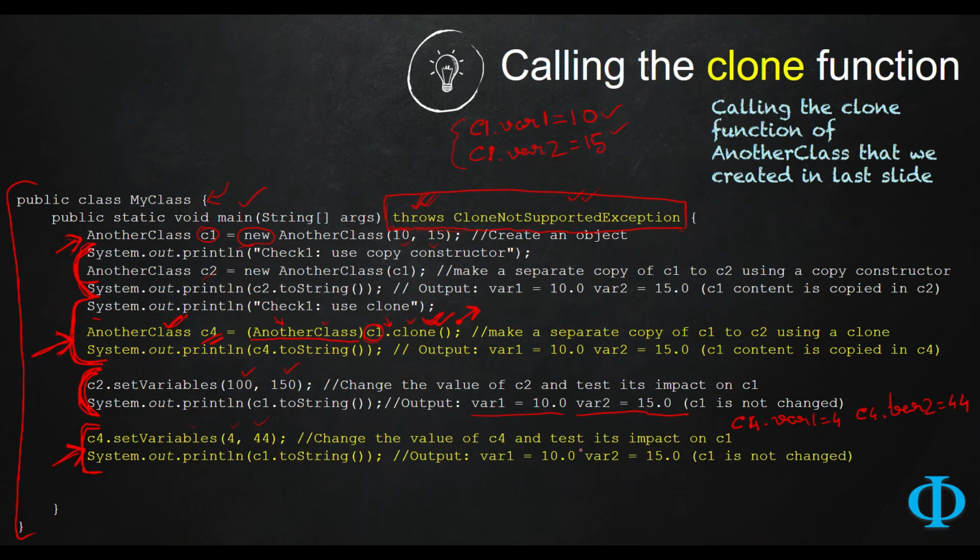And after changing that, let us test the impact on C1, whether it is an entirely different copy or not. So if I just print the value of the variables inside C1 using this toString method, you will see that the value of C1 is not impacted at all. They are still 10 and 15 as it was earlier. And so now we can tell with confidence that the clone method here also makes a separate copy of the object.